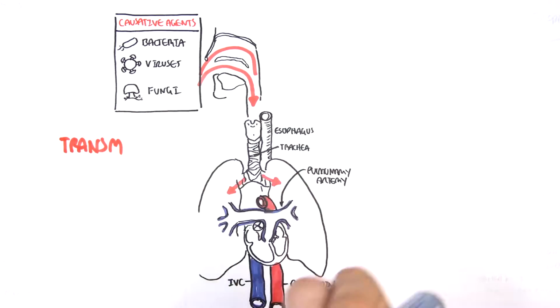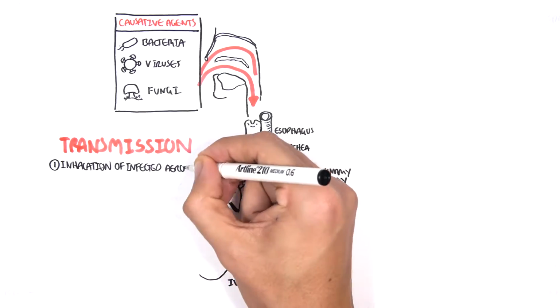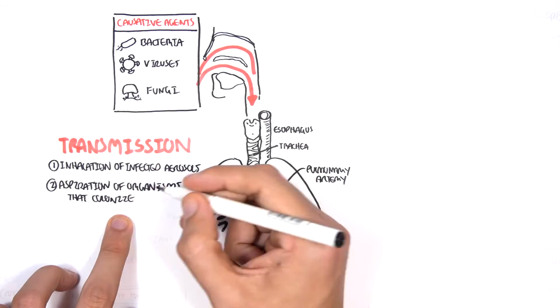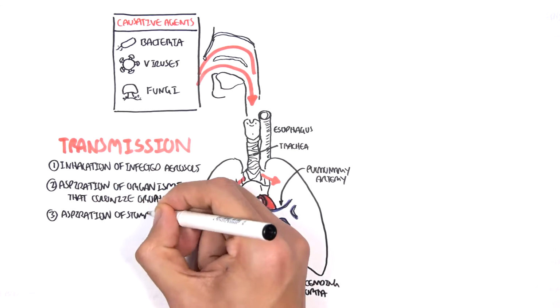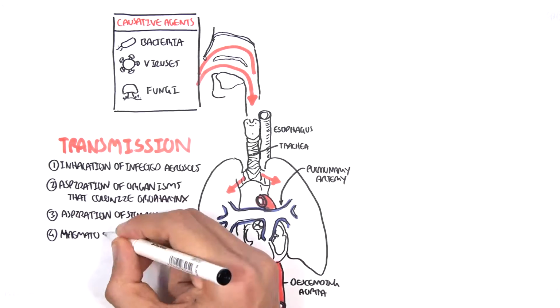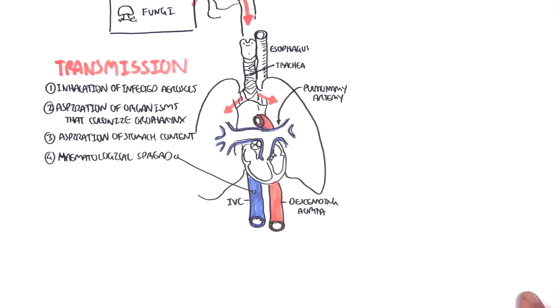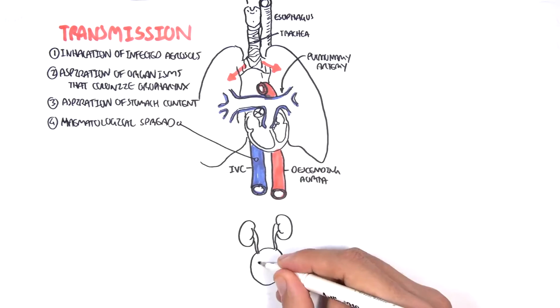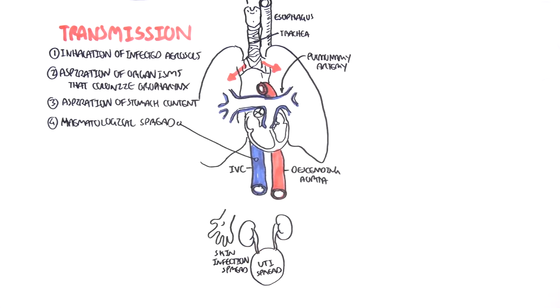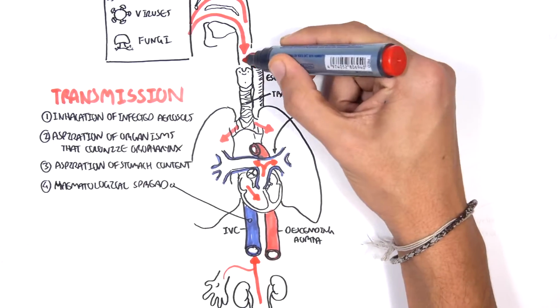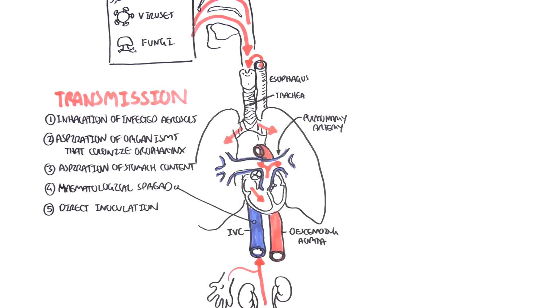But there are ways of transmission aside from being inhaled into the lungs. So the first one is essentially inhalation of infected aerosols. Two can be aspiration of organisms that colonize the oropharynx. Three can be aspiration of stomach content. There can also be hematological spread from the inferior vena cava or superior vena cava, for example, such as spread from a hand infection or kidney infection. So basically, pneumonia is a secondary infection. There can also be direct inoculation as a way of transmission.